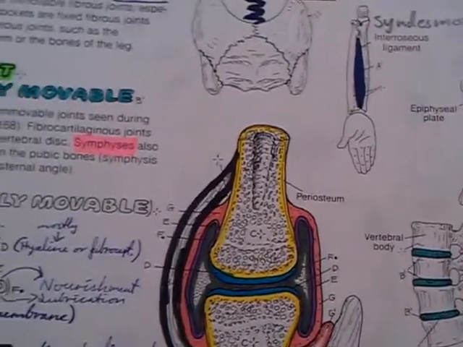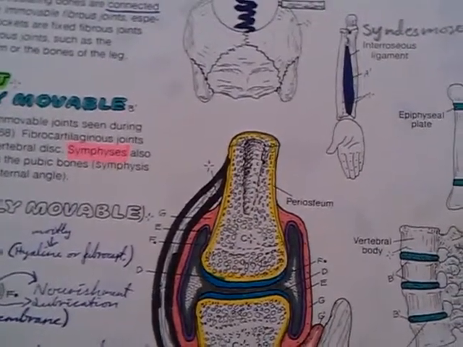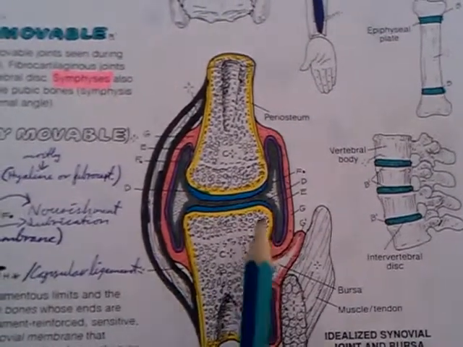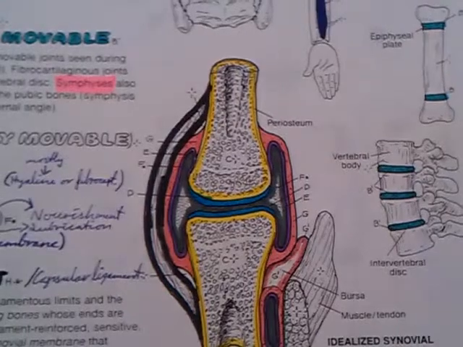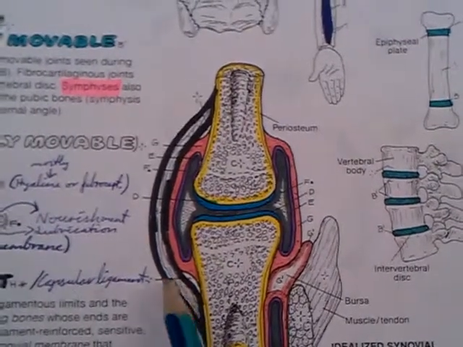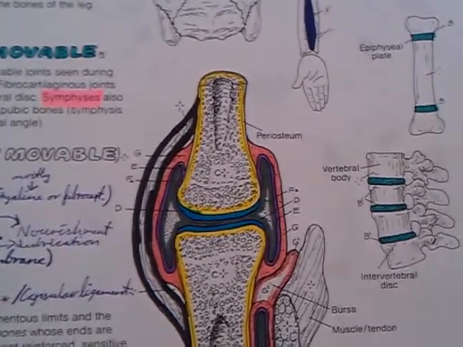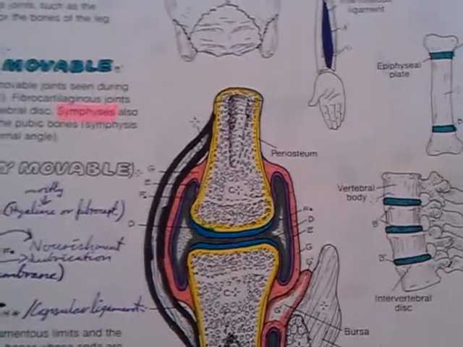Accessory ligaments prevent excessive or abnormal movement. You have intra-articular and extra-articular. Intra-articular is also called intracapsular, so you would also have extracapsular or extra-articular.